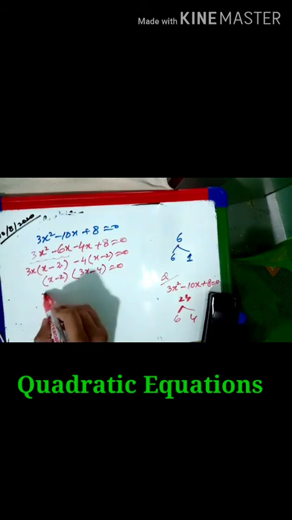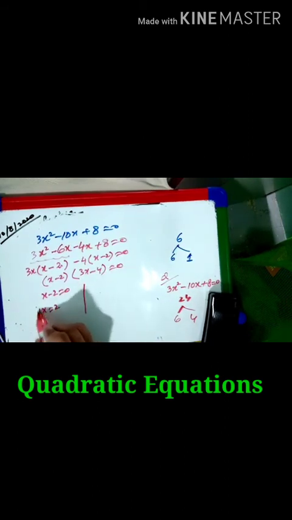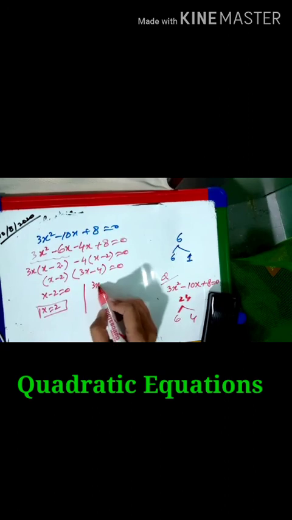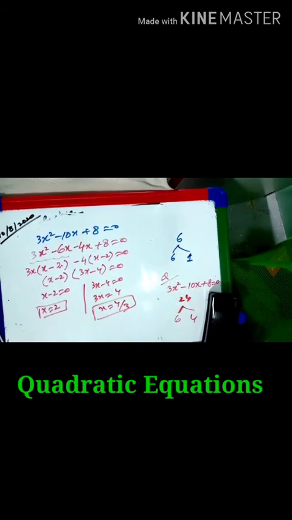Orally we cannot. Now we did the practice and we did wrong, and now it is right and we will learn. So x minus 2 equal to 0, so x equal to 2. Now here 3x minus 4 equal to 0, and 3x equal to 4, and x equal to 4 over 3. So these are the two correct answers for this question. Got it? Very good.